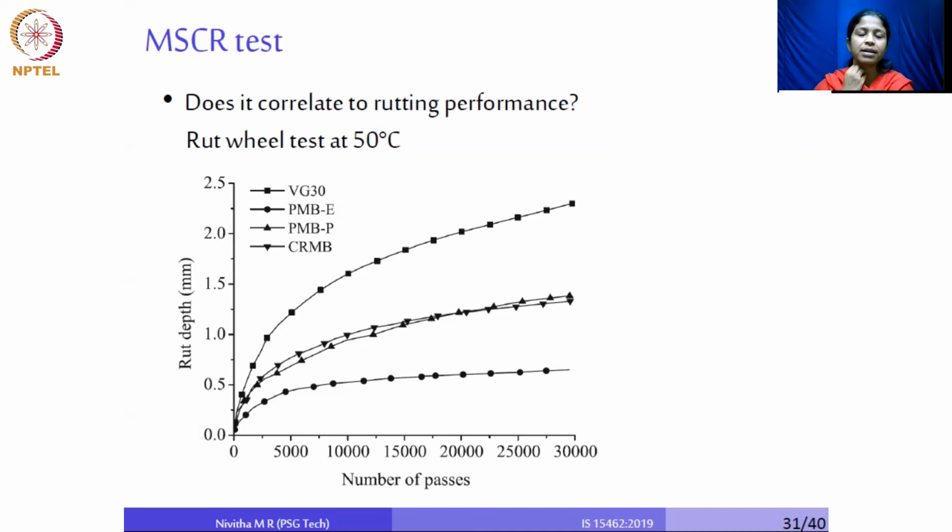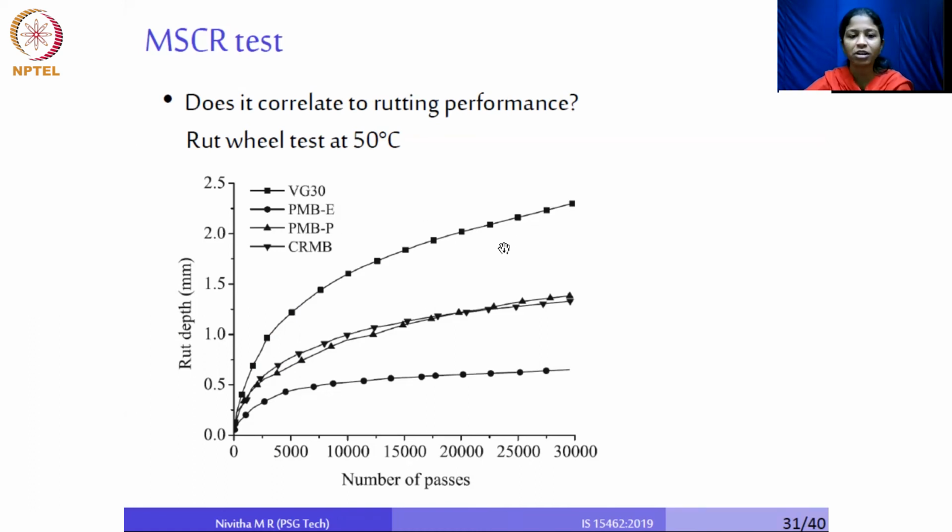Let's say I am interested in characterizing the rutting performance of the mixture and see whether it correlates well with the values given from the MSCR test. Then the question now is, at what temperature should I carry out the rut wheel testing? So these are the results for a rut wheel test at 50 degrees Celsius for 4 kinds of binders, a VG30, a PMBE, PMBP, and CRMB.